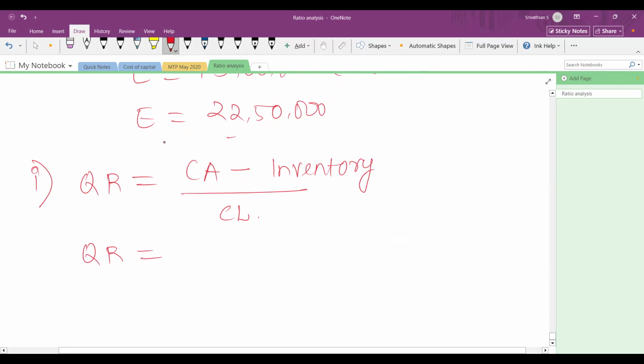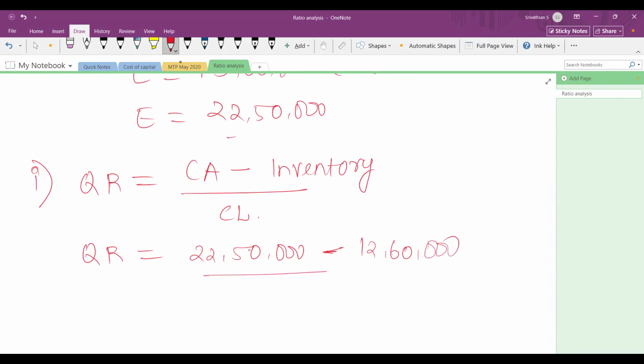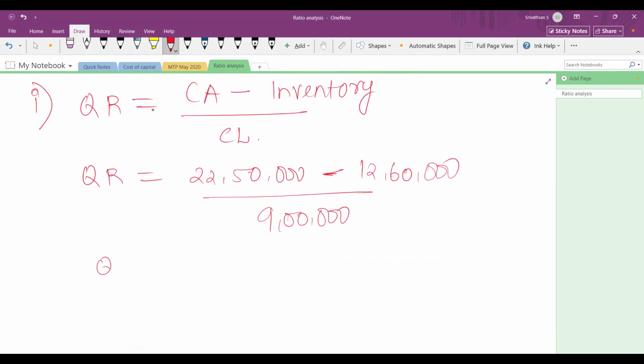So what is quick ratio? Current asset, how much? 22 lakh 50,000. We have to take closing stock value. Please don't take inventory as average inventory here. That is not correct. Minus closing stock, how much? 12 lakh 60,000. Current liability, 9 lakh. What is the quick ratio? Quick ratio is equal to 1.1:1. Is this clear to everyone? Any doubt in this?